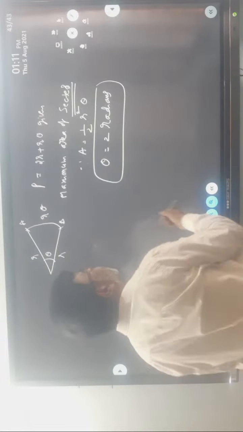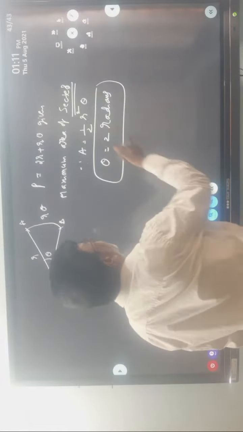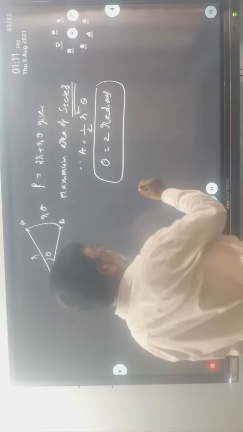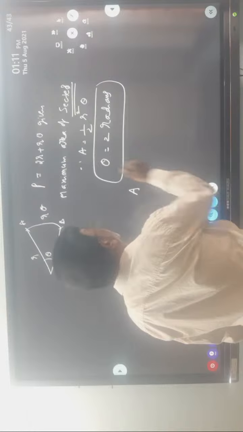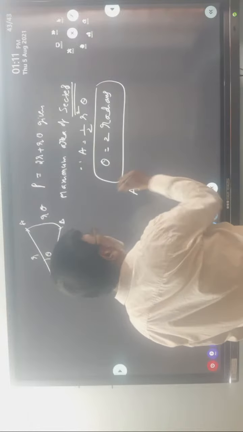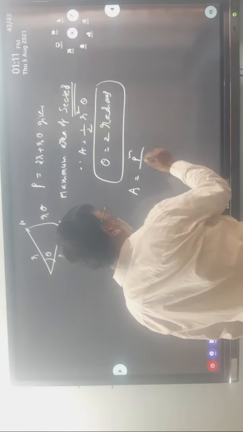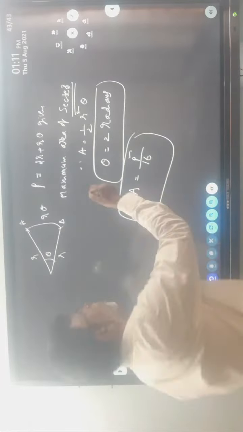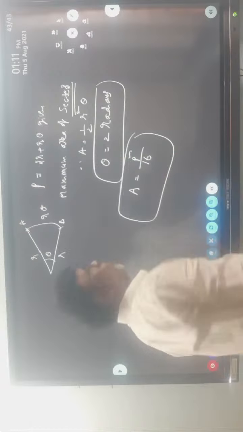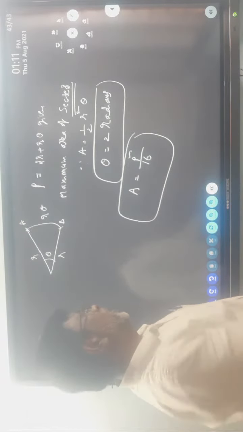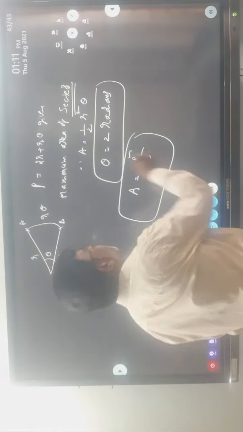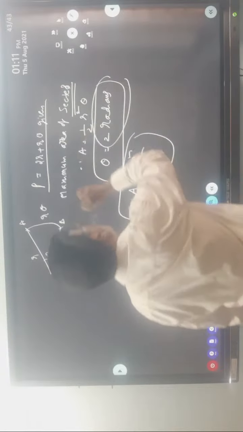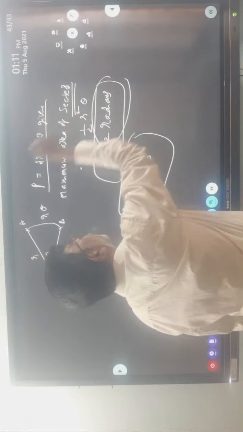Then what is the maximum area? Remember the given perimeter, and substitute in the area formula. So we are getting A equal to P square by 16. This is a very important shortcut. The area is P square by 16, where P is the given perimeter, and theta is always 2 radians for the maximum area of a sector with given perimeter.